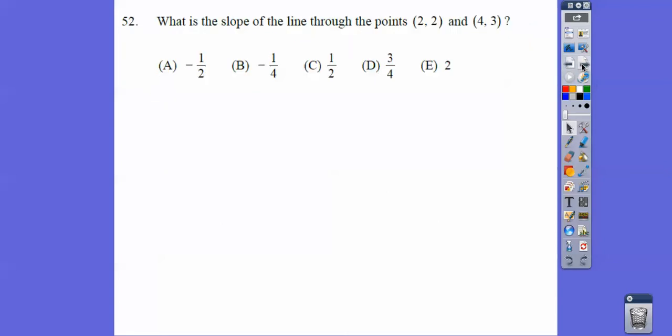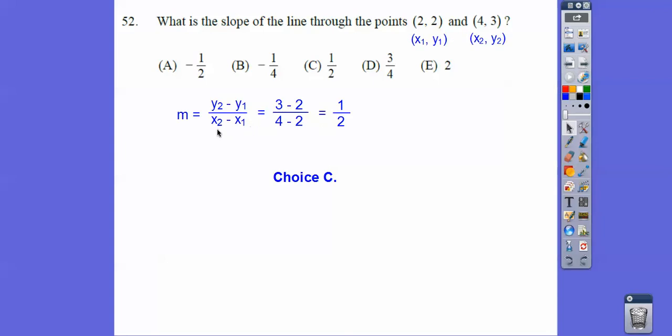Okay, what is the slope of the line through those points? Slope formula is y2 minus y1 over x2 minus x1. It doesn't matter if we make this x1 y1 and this x2 y2 or make them reversed. You'll get the same answer, you guys. Okay, so 3 minus 2 over 4 minus 2 gets us 1/2 right there, choice C.